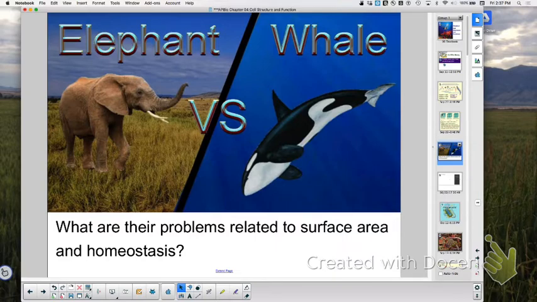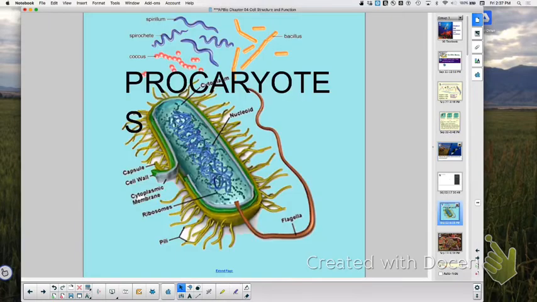All right. Then we went into the prokaryote. And we talked about how prokaryotes can be all different sizes and shapes. There were 3 shapes. You don't need to memorize those anymore, so I digress.